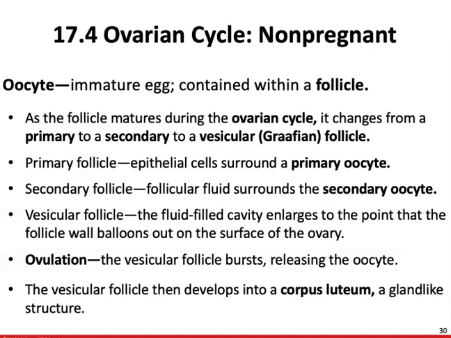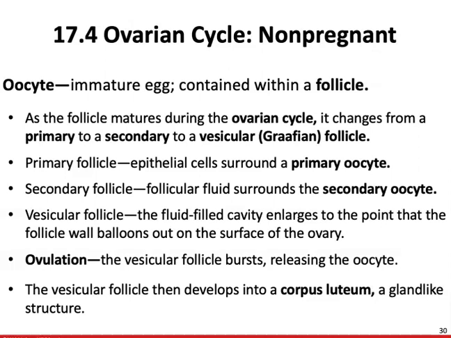And as the follicle matures during the ovarian cycle, it's going to change from a primary to a secondary to a vesicular or Graafian follicle. Now, in the case of a primary follicle, epithelial cells are going to surround a primary oocyte. In a secondary follicle, the follicular fluid is going to surround the secondary oocyte. In a vesicular follicle, the fluid-filled cavity is going to enlarge to the point that the follicle wall balloons out around the surface of the ovary.